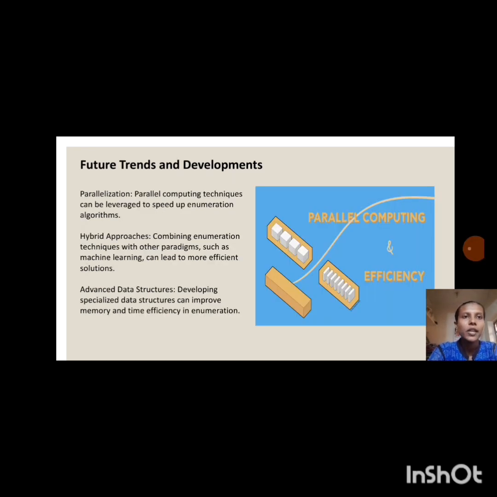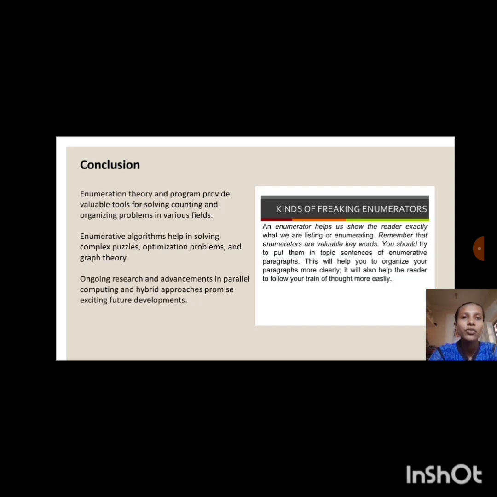Future trends and developments. Parallelization: parallel computing techniques can be leveraged to speed up enumeration algorithms. Hybrid approaches combining enumeration techniques with other paradigms, such as machine learning, can lead to more efficient solutions. Advanced data structures: developing specialized data structures can improve memory and time efficiency in enumeration.